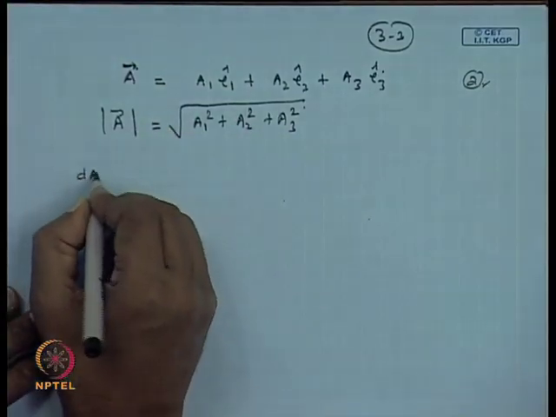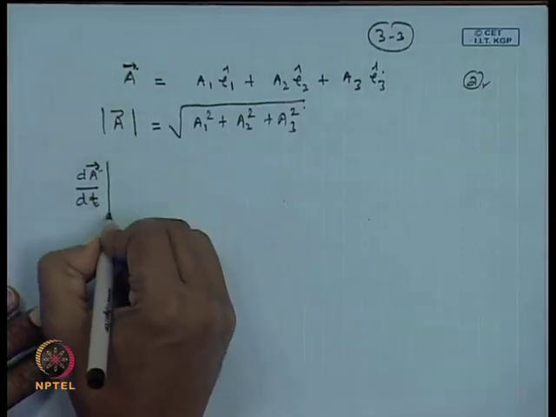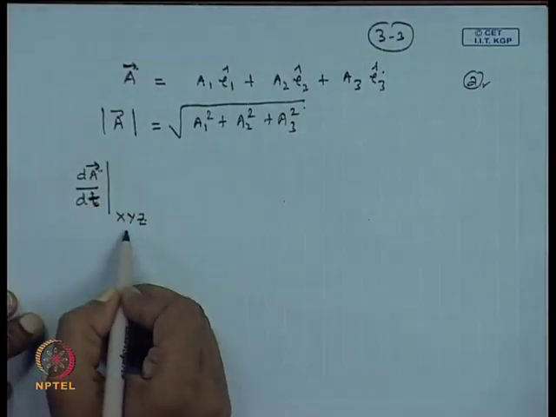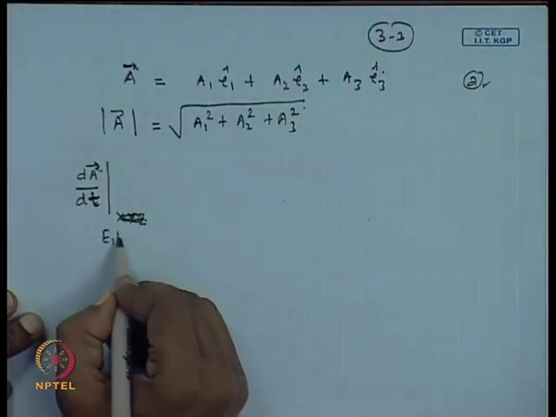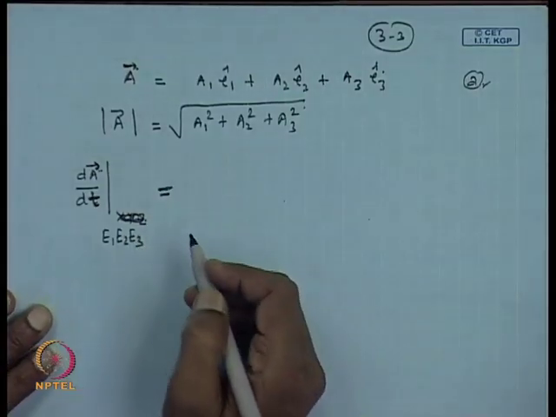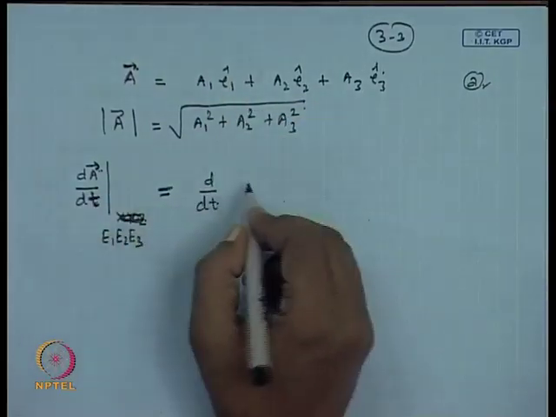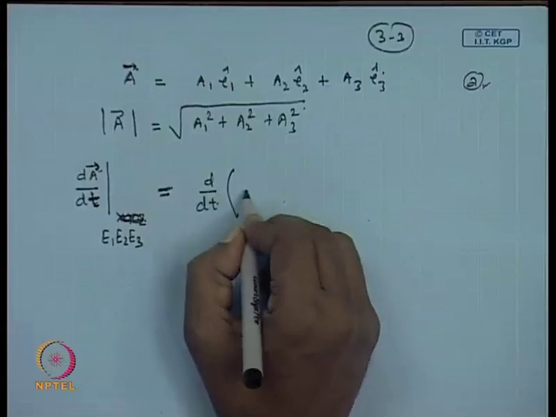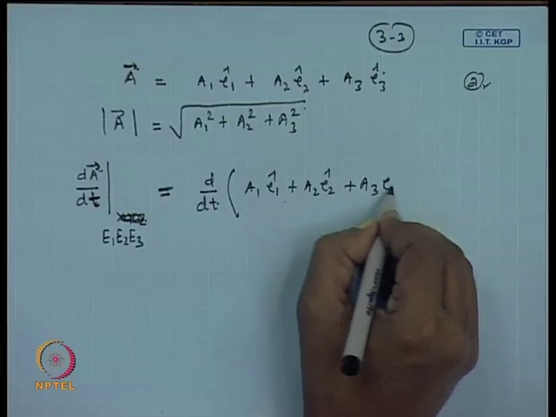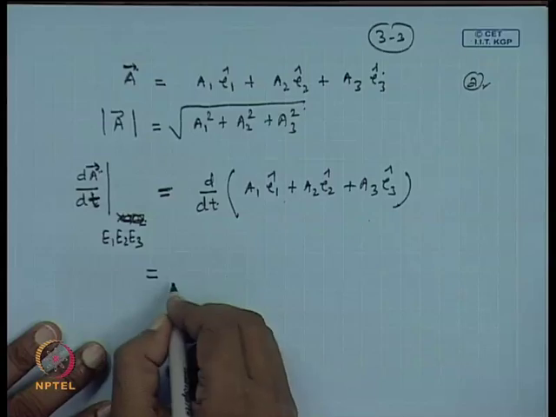Our objective is to find dA by dt, the rate of change of A as seen from the E1, E2, E3 reference frame. How does it appear? To start with, we can write this equation as d by dt, and A we can write as A1 E1 cap and so on. Now let us take the derivative of this.